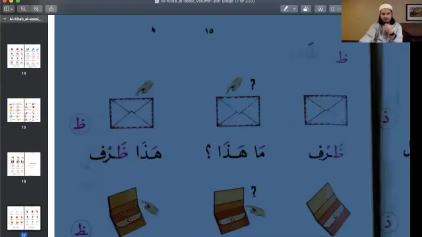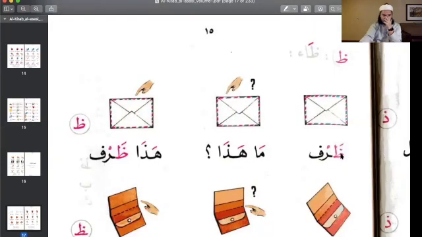Alfita. Dorf. So the difference between a bod and a va, where the air is passing through, is the line. Dorf. ما هذا؟ ظرف. Dorf. Yes.